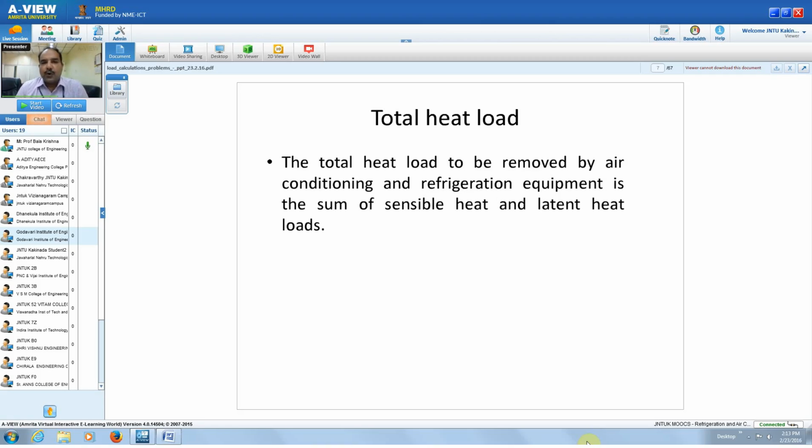Then the total heat load to be removed by air conditioning and refrigeration equipment is the sum of sensible heat and latent heat. That means the total load is equal to sensible heat plus latent heat.